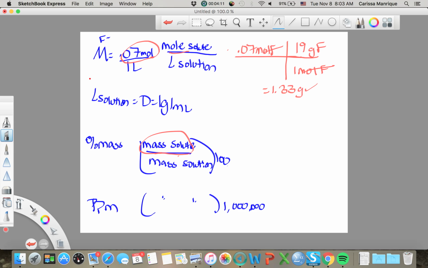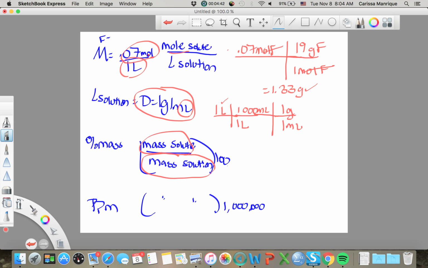Great. Now let's find the grams of the solution. I have 1 liter here, and I can convert it using the density. I know the density is 1 gram per milliliter. So I have 1 liter. Now notice this is in milliliters, so I need to convert this to milliliters first. So 1 liter equals 1,000 milliliters. And now I can put the density in. 1 milliliter is 1 gram. Cancel out the liters, cancel out milliliters, leaving us with grams. So when I do 1,000 times 1 divided by 1, I get 1,000 grams.